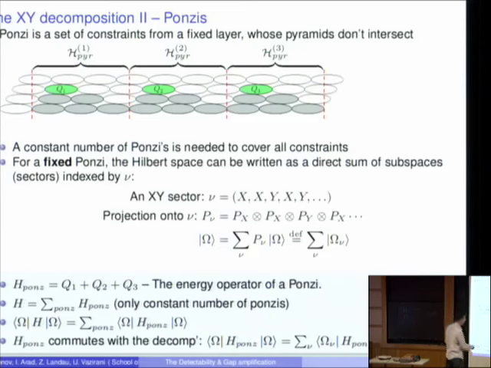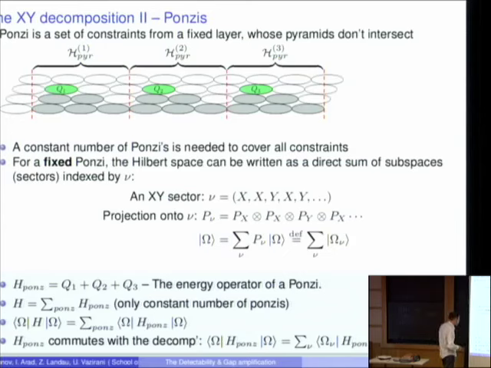Okay. The total energy can now be written as the total energy at each Ponzi. And if we prove this result, instead of h, we will write h Ponzi. We will have some other constant. And since we have a constant number of Ponzis, we will be able to deduce it for the entire Hamiltonian.